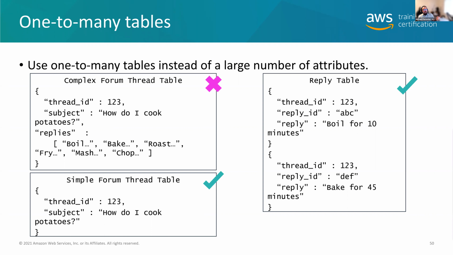For example, if you have a table that stores threads in a forum, and replies as a string set in each item, each of those items can actually be pretty large, approaching or going over the 400K limit inside of DynamoDB. Throughput is going to be reduced because you're going to be fetching unnecessarily large amounts of data when all you really needed was the thread subject. So for example, how do I cook potatoes? Instead, you could have a simple forum thread, which has the thread ID plus the subject, and then all the replies could be in a separate table. So, ways to approach that.